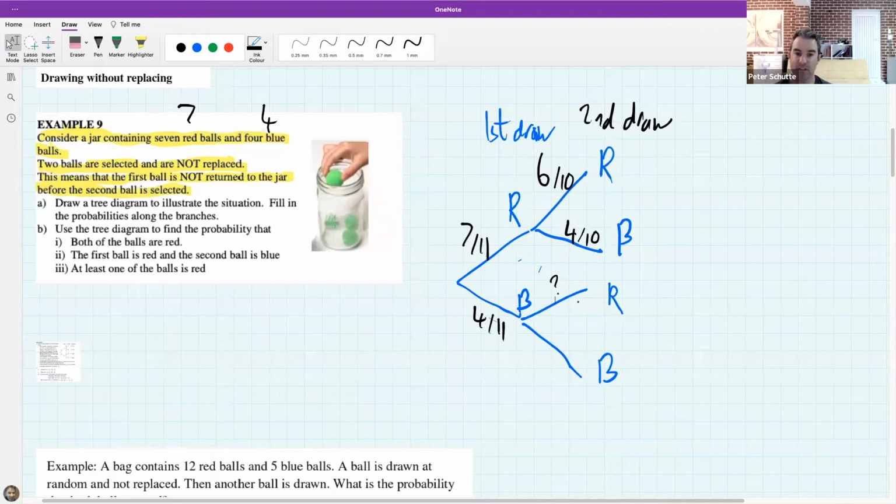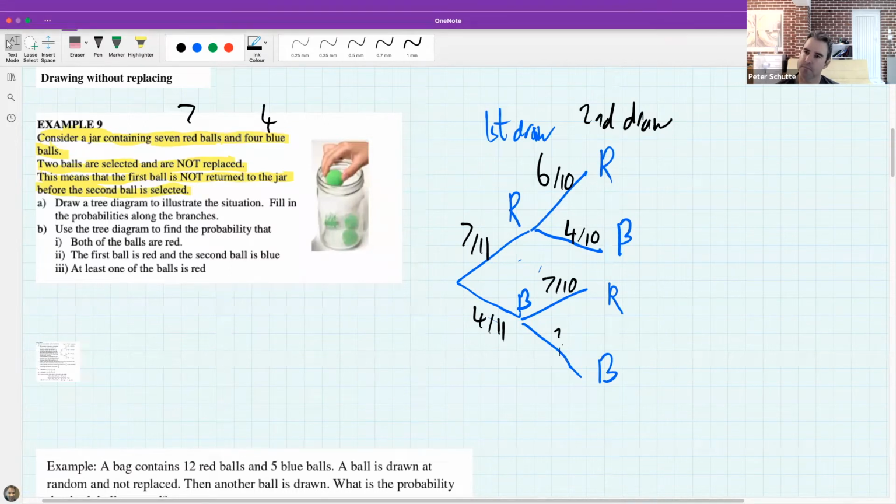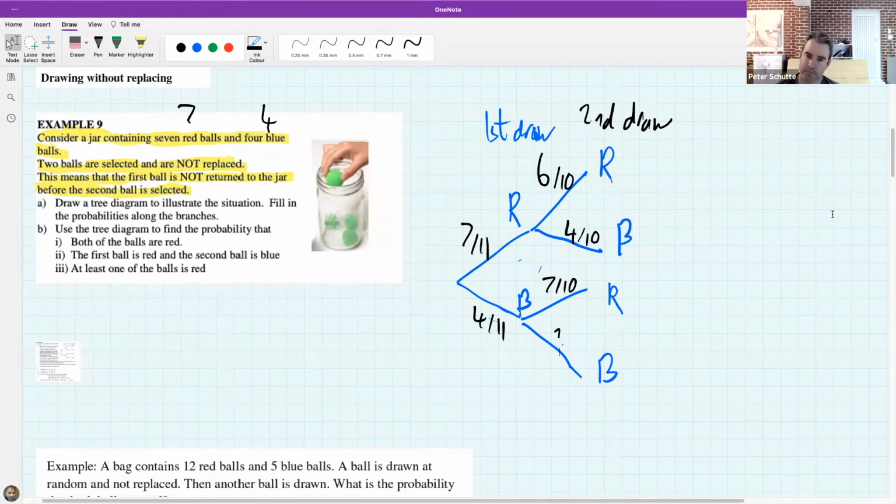So it's going to be out of 10, definitely, because you've taken one thing out. But because you didn't choose a red when you first started here, this is going to be 7 out of 10. So that's going to be a 7 out of 10 chance of getting a red because you took a blue one out. And so there's 7 reds left and there are 10 in total. What is this branch going to be? Yeah, 3 out of 10.